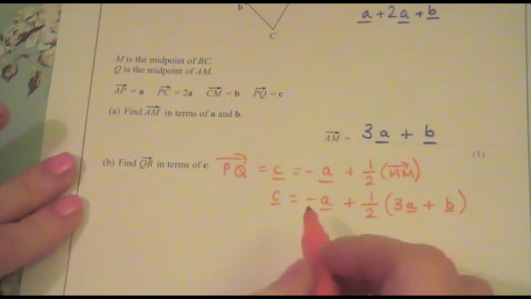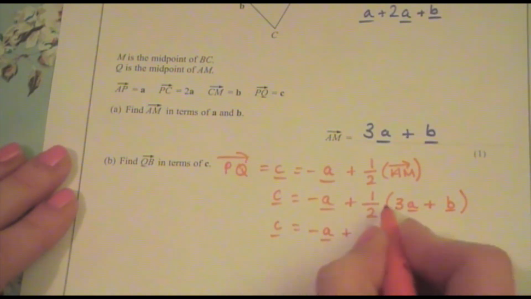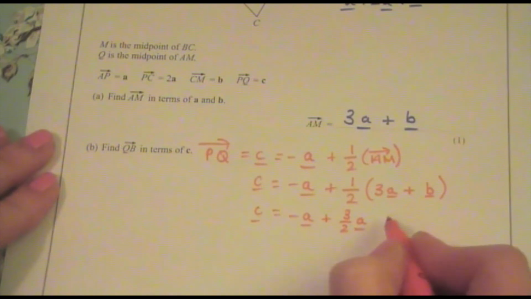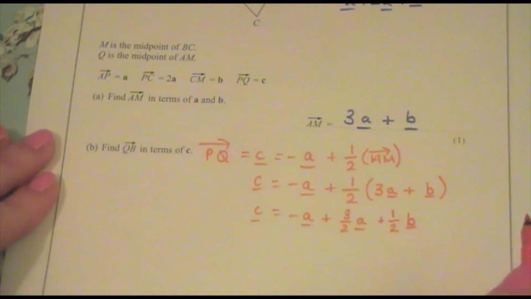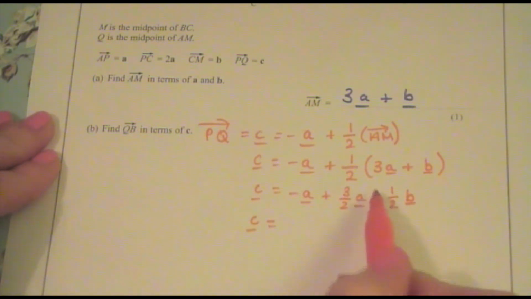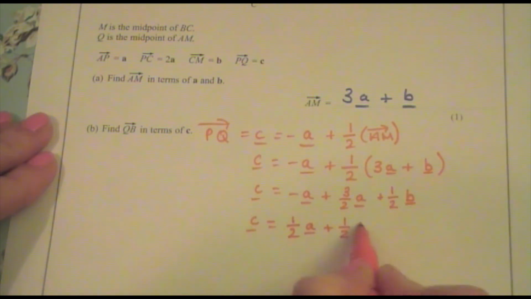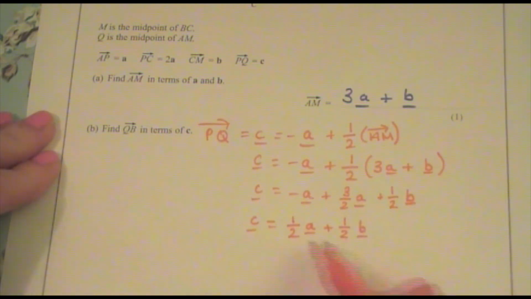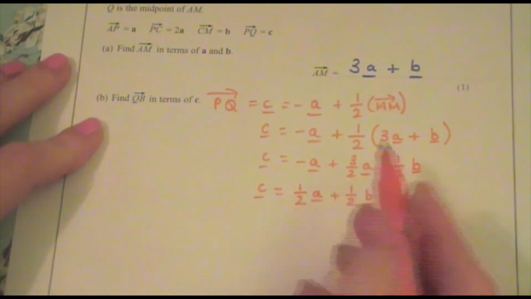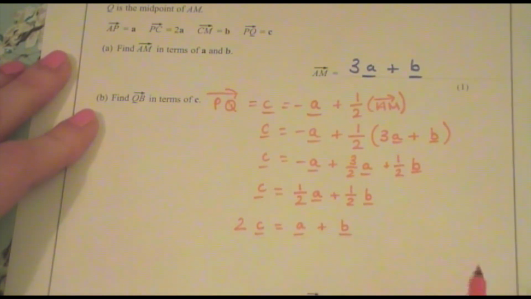Now I'm going to try and simplify that because there's lots of A's and B's going on. So if I simplify that, I've got minus A plus 3 halves of A plus a half of B. Okay, and again I can still simplify. If I've got negative A and I add 3 halves of an A, I'm left with half an A. And I've still got my half of the vector B. Now I could leave it as that, so I've got C in terms of A and B, but what I might do is multiply both sides by 2, and say that 2C is equal to A plus B. Okay?